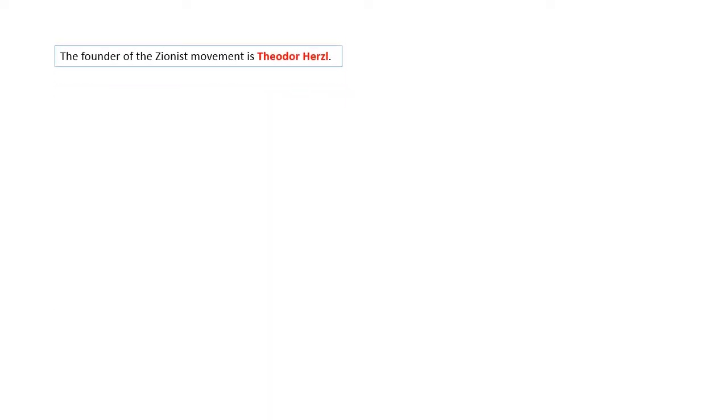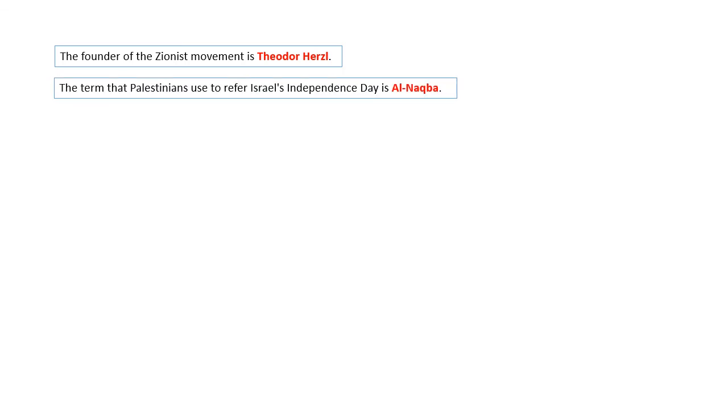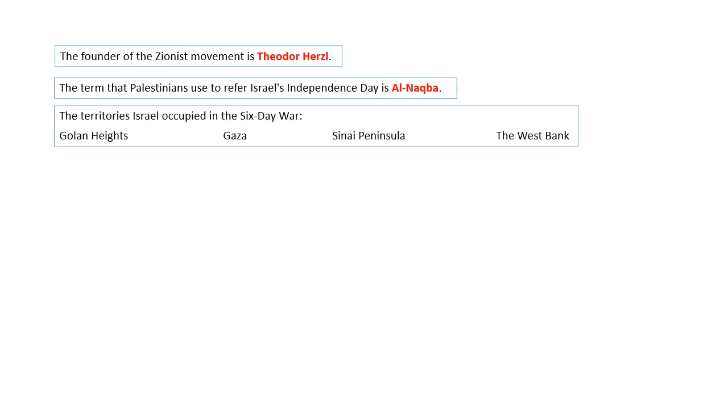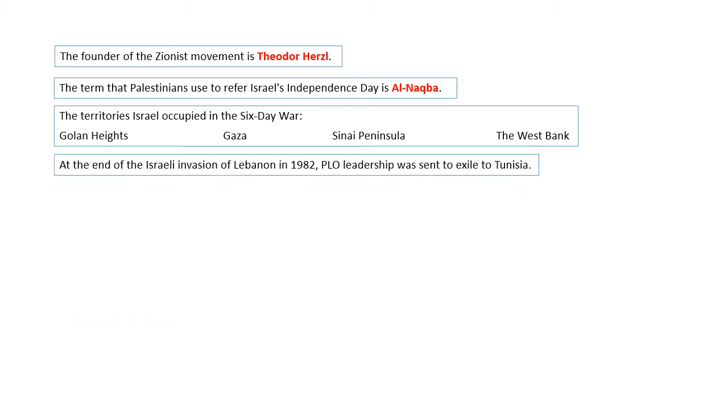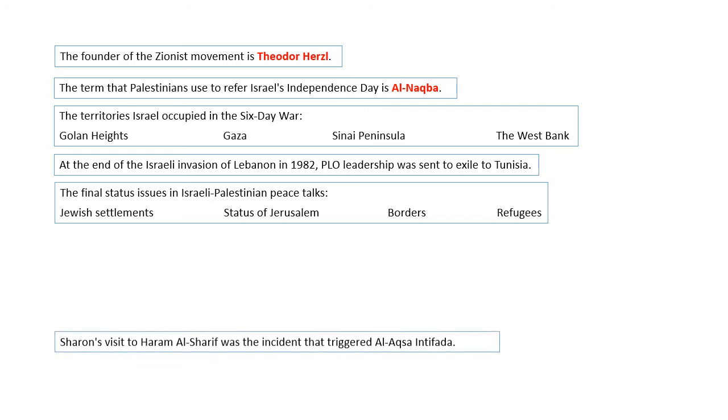The founder of the Zionist movement is Theodor Herzl. The term that Palestinians use to refer to Israel's Independence Day is al-Nakba. The territories Israel occupied in the Six-Day War: Golan Heights, Gaza, Sinai Peninsula, the West Bank. At the end of the Israeli invasion of Lebanon in 1982, PLO leadership was sent to exile to Tunisia. The final status issues in Israeli-Palestinian peace talks: Jewish settlements, status of Jerusalem, borders, refugees.